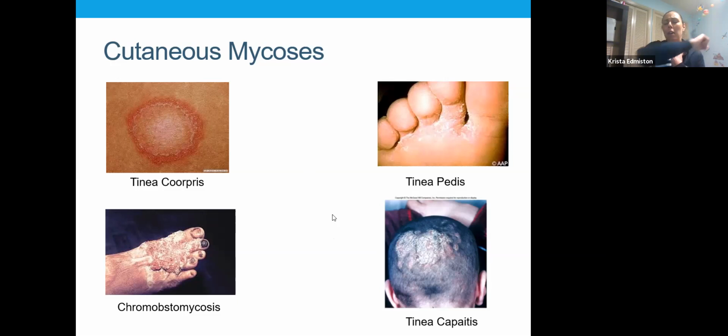One of the hard things about treating specifically fungal infections is that because they're eukaryotic cells, they don't have the unique features that prokaryotes have, right?